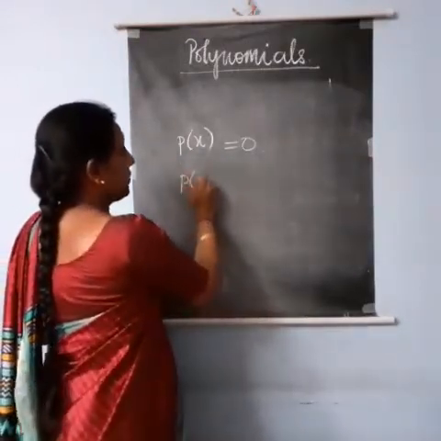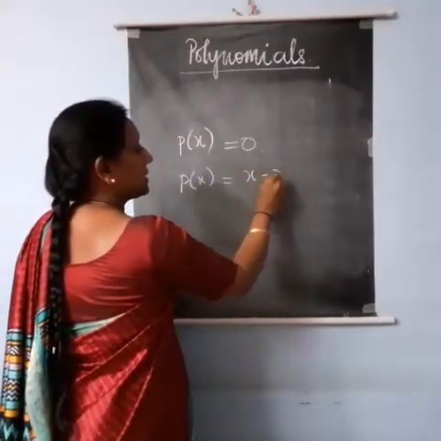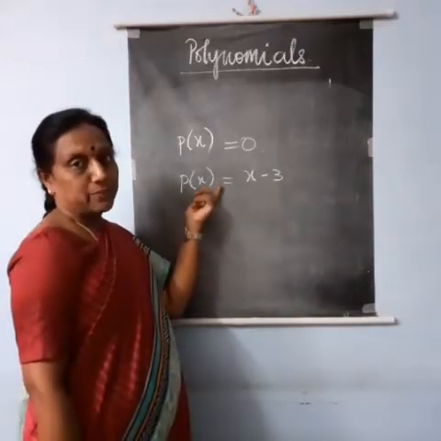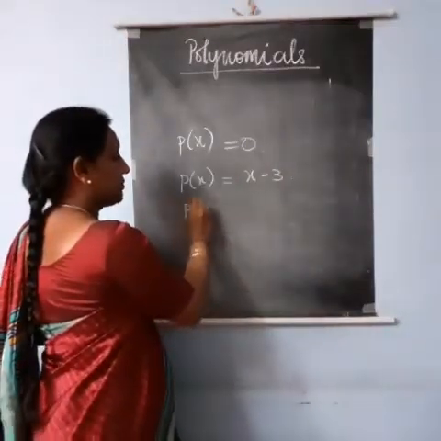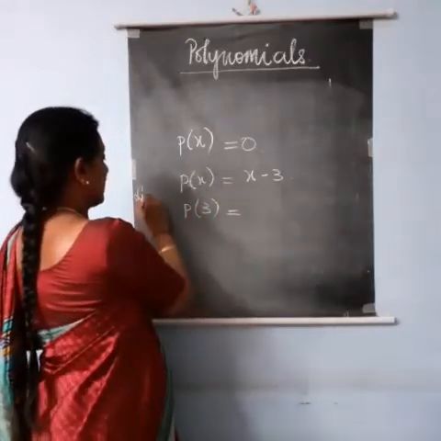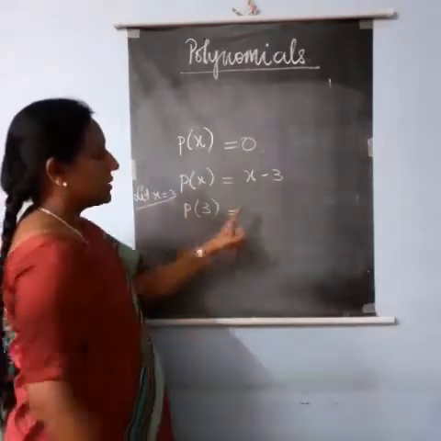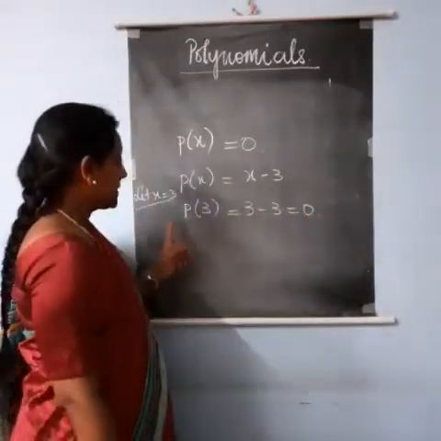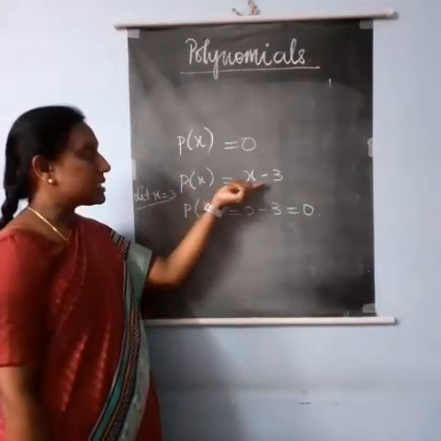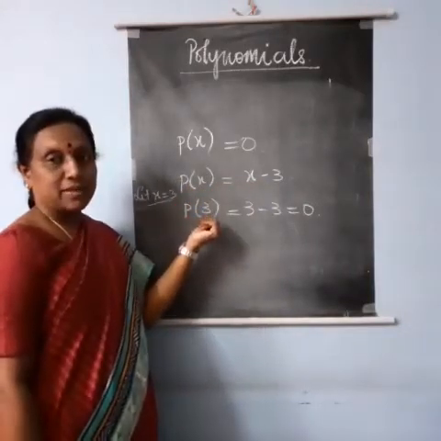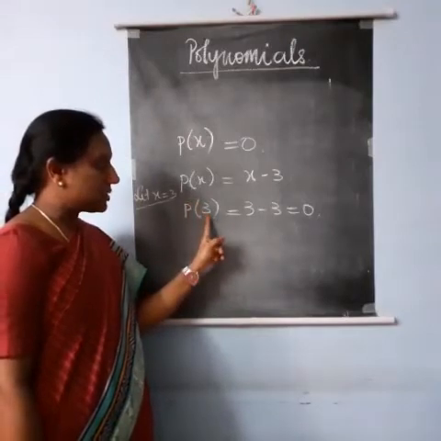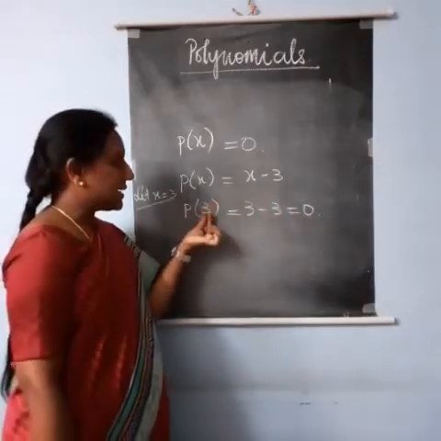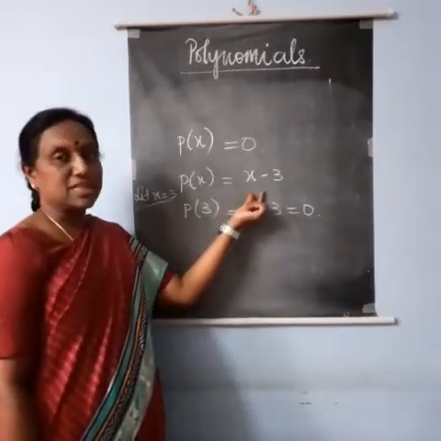Just say let p of x equal to x minus 3. Now, when will this polynomial become 0? We find that it will be p of 3. Say we let x equal to 3. So what will happen? We'll get 3 minus 3 equal to 0. In that case, the zero of this polynomial is 3, because when we substitute the value 3 in the polynomial, we are getting 0. So 3 becomes the zero of this polynomial.